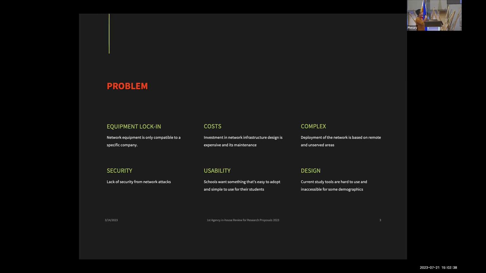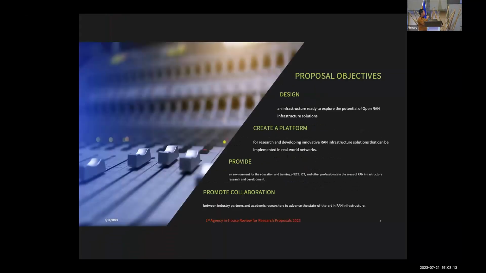Also, there is the complex deployment of the network in remote and unserved areas. So there is a complex deployment of infrastructure. And there is also a lack of security from network attacks, and usability, when schools want something that is easy to adopt and simple to use for their students. For the design, current study tools are hard to use and inaccessible for some demographics. So that's why, for this presentation, at the end we have some proposals.